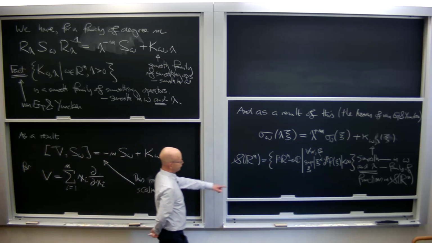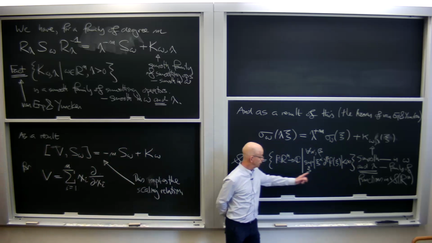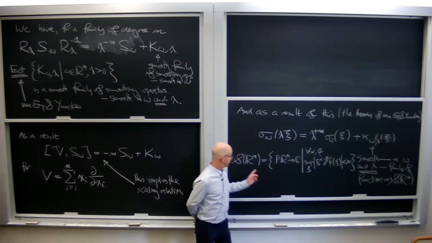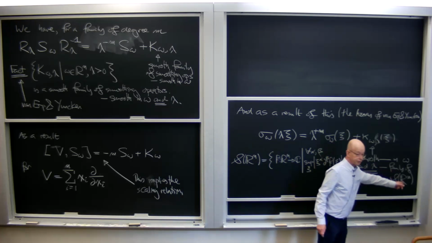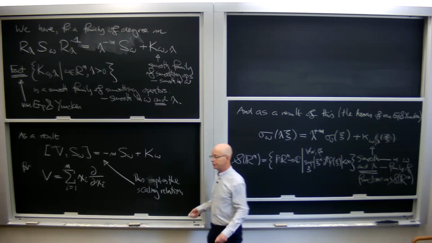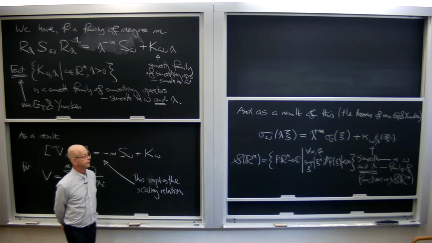Each one of these is some kind of seminorm on this space of functions. And when I say smooth here, I mean smooth as a map into this vector space equipped with all of these different seminorms.